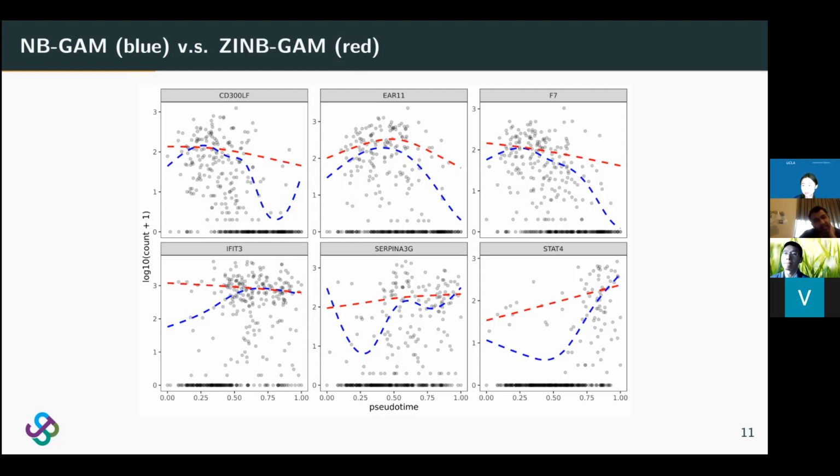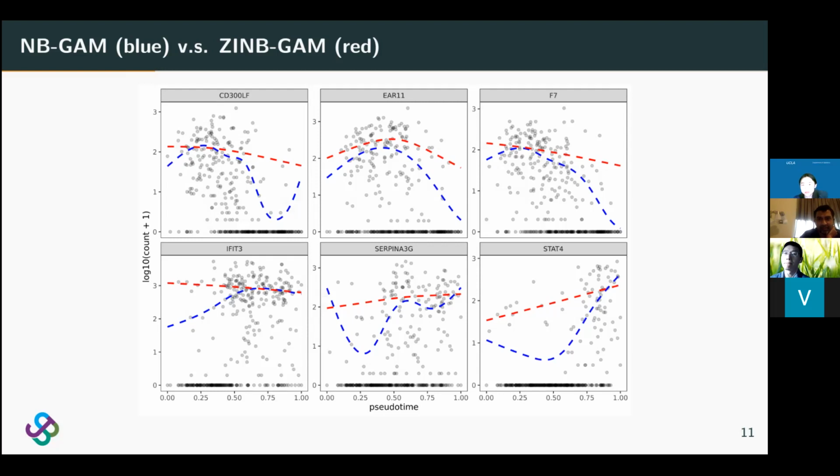So I have a question here. Since the zero-inflated model is a generalization of the NB model, shouldn't that, can't we do a formal test and see whether the zero-inflated model is a better fit?